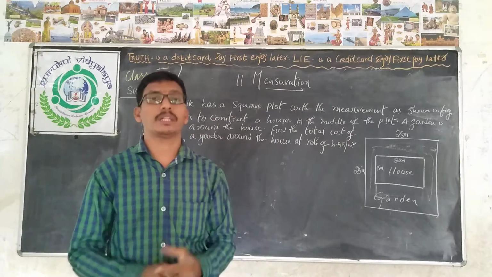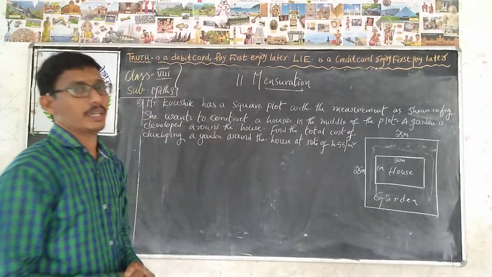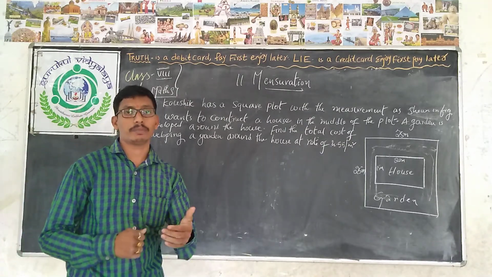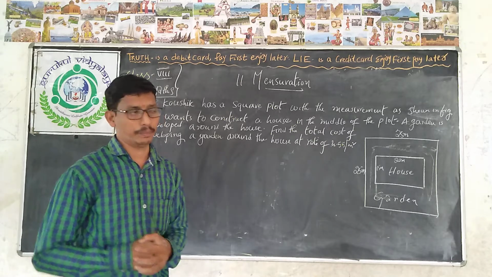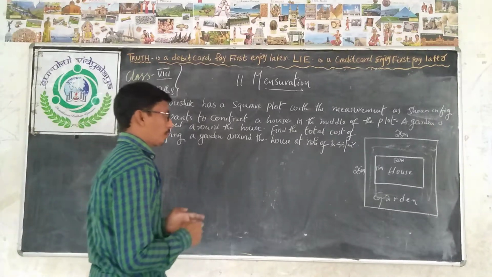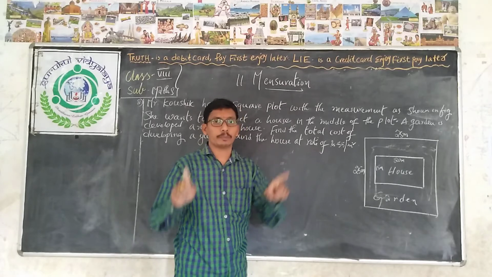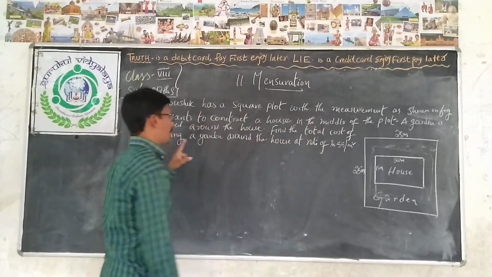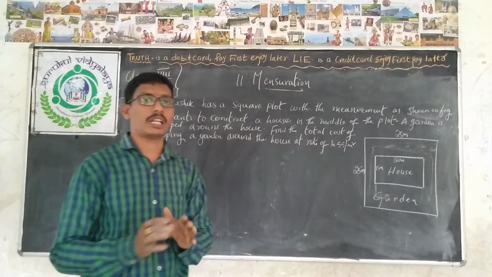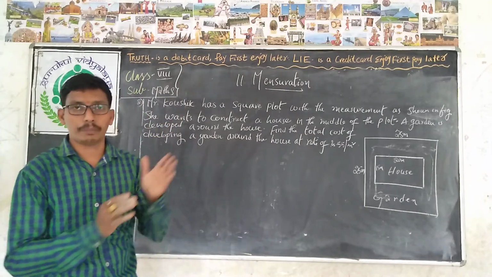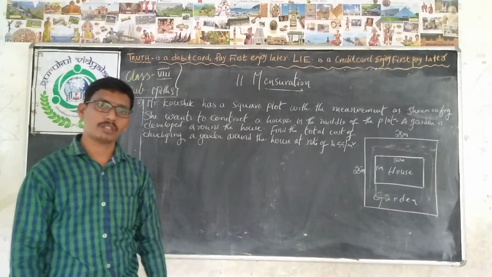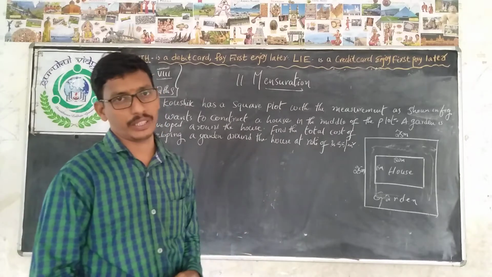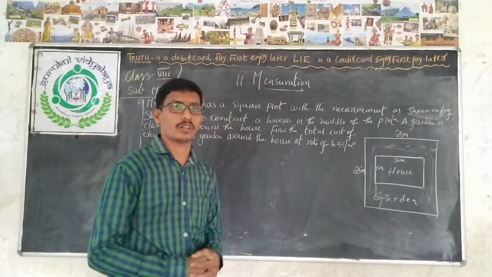She wants to develop the garden around the house. How much amount does he have to spend per square meter? 55 rupees per square meter. So if you want the total money to be spent, find the total cost of developing the garden. First you have to find the total area of the garden. Then only you will get the total cost.